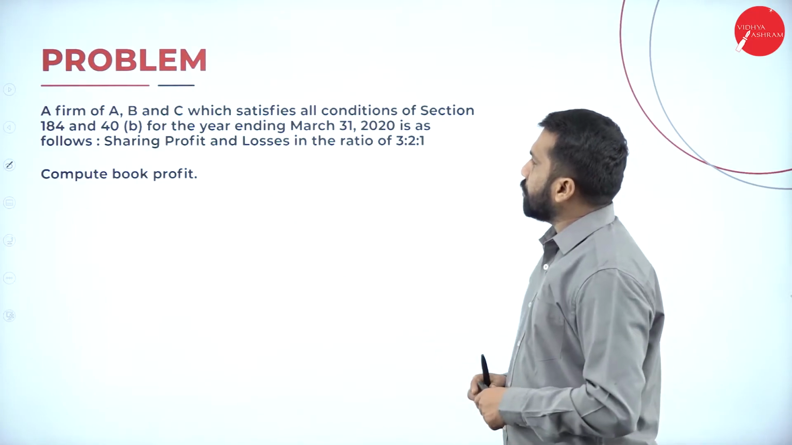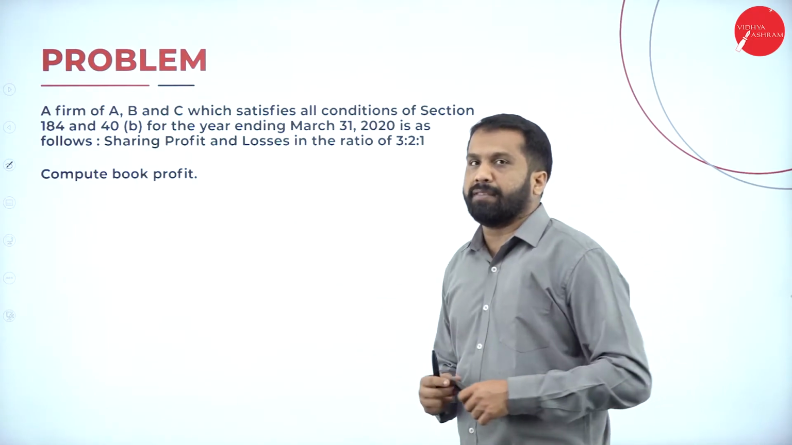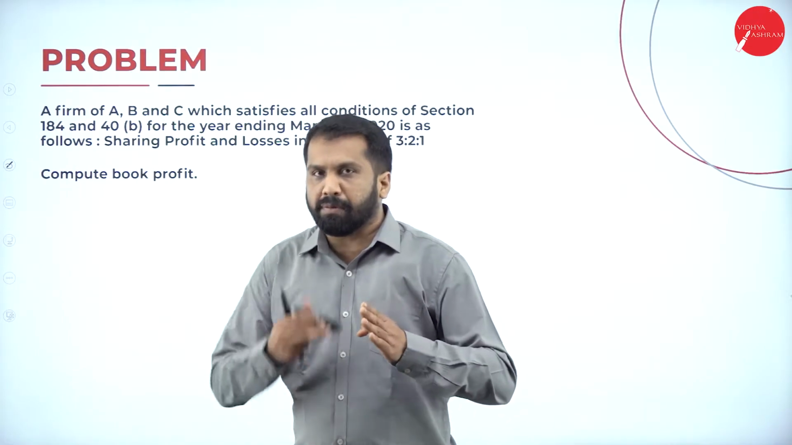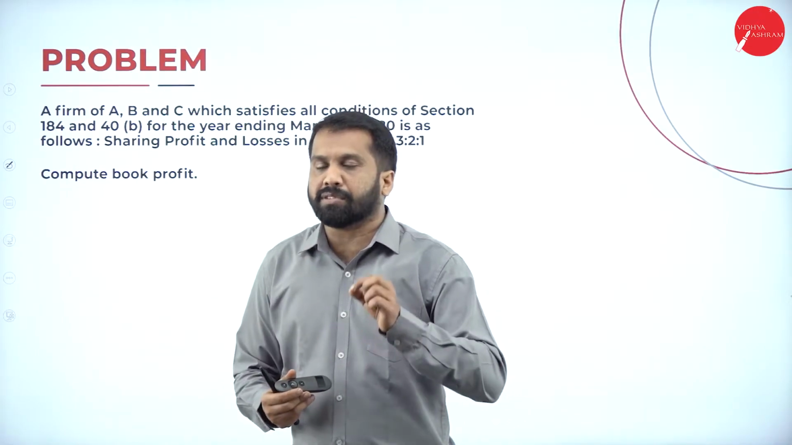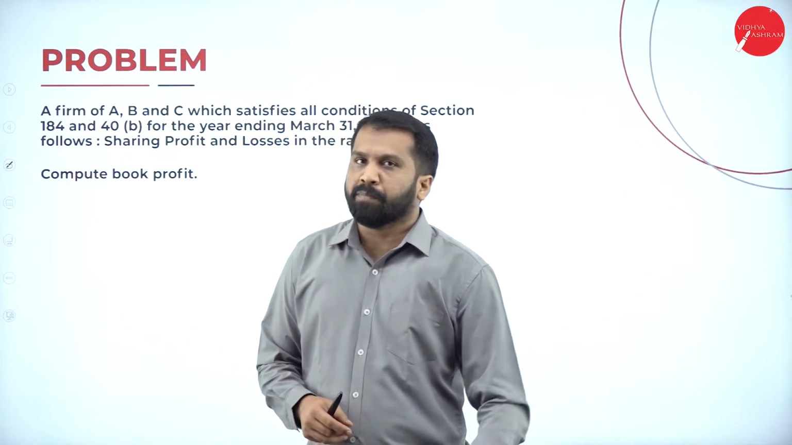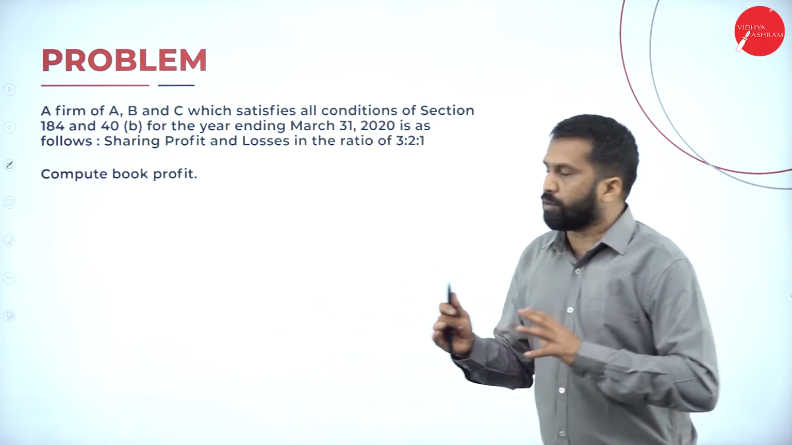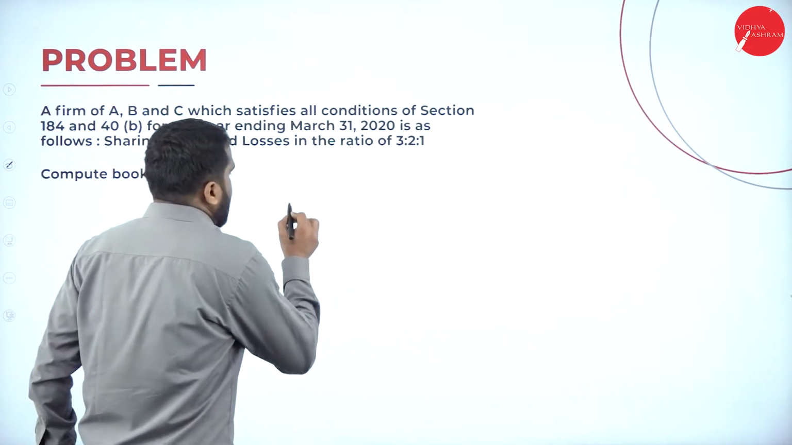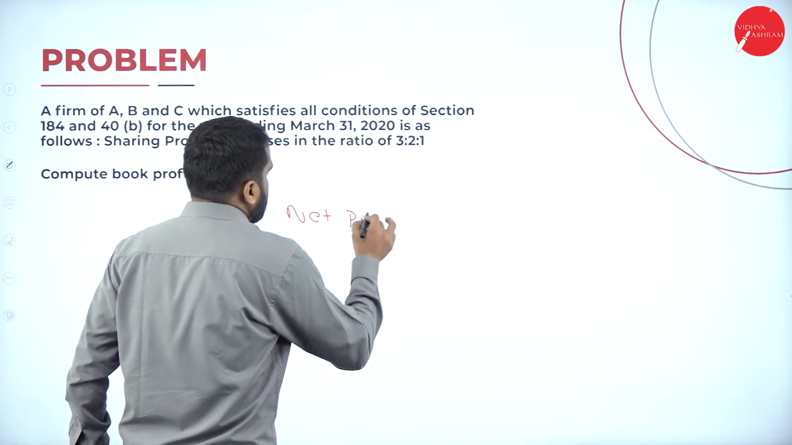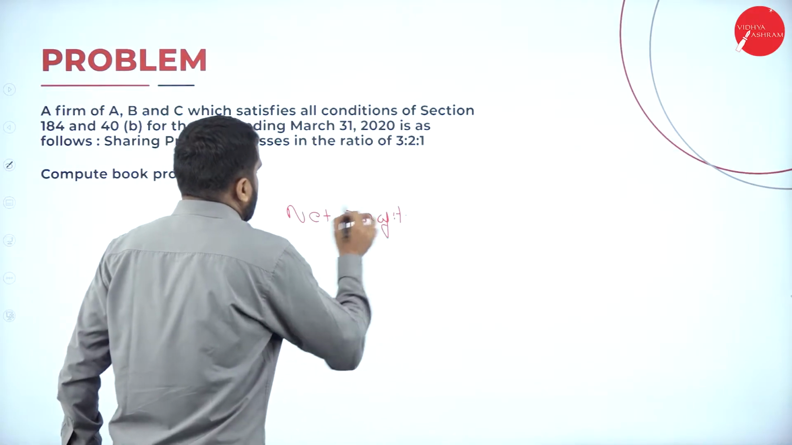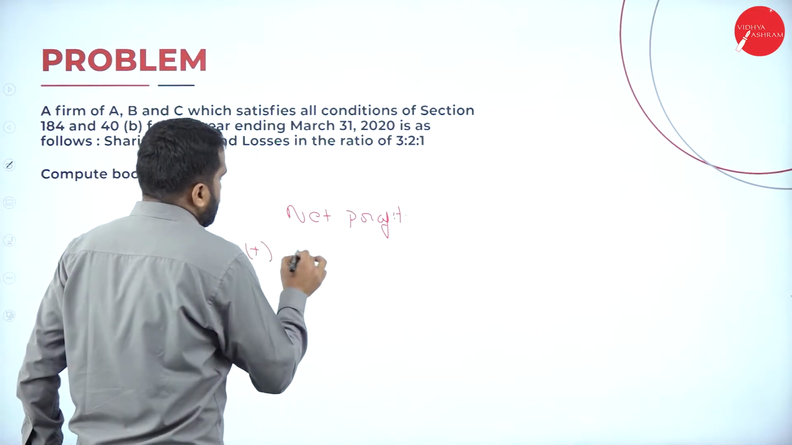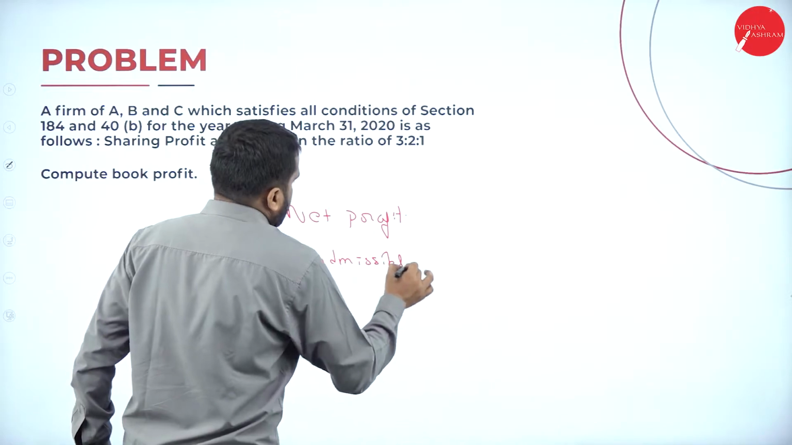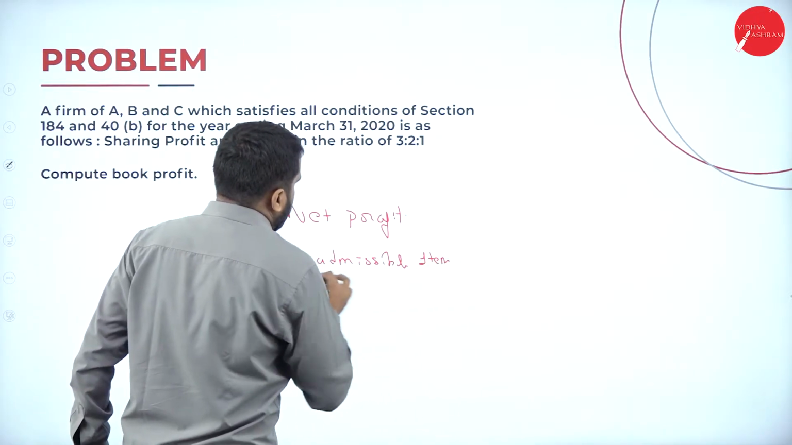Now, compute book profit. From the following information, we are supposed to compute book profit. Up to book profit I have asked, but we'll do little further also. Business income also we will find out. Now, I'll tell you the format before I go to your answer. The format is very simple. You should start with net profit. Net profit, add inadmissible items. You are supposed to add.